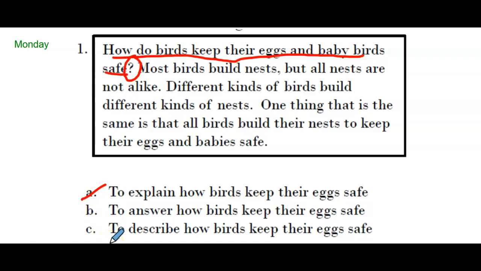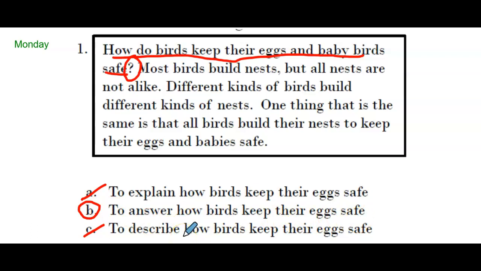Answer choice C, to describe how birds keep their eggs safe. That's a good answer, but is it the best answer? No, it's not. So let's slash C and circle the best answer choice last, and that's B, to answer how birds keep their eggs safe.